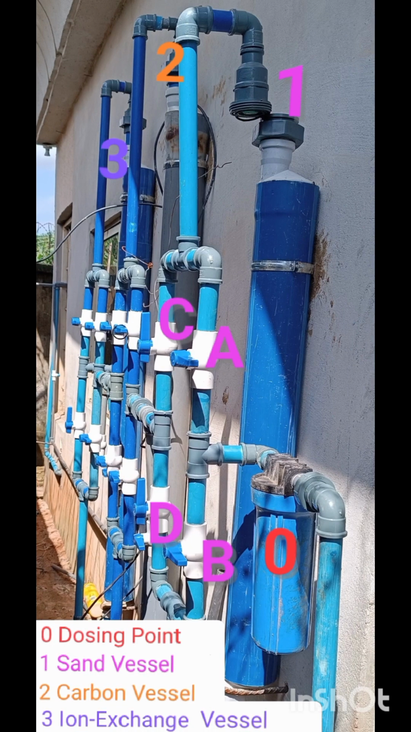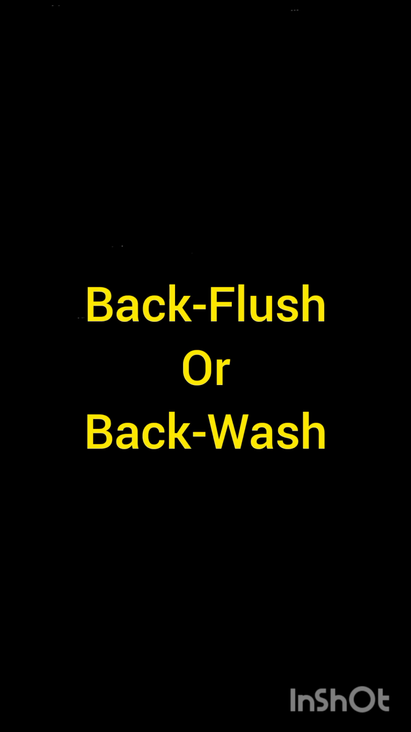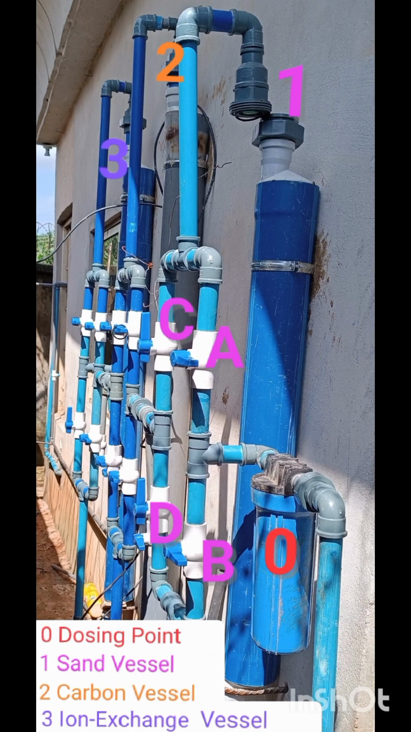In stage 2, we'll be talking about premedial controls, that is the flow or movement of water through the premedial vessels for operations of flush or normal wash, back flush or back wash, and water treatment. Generally, best practice is that water enters from the top and exits the bottom.